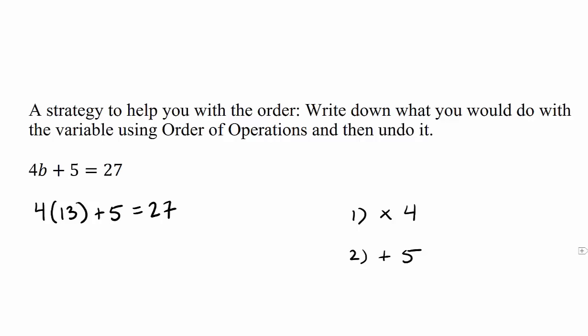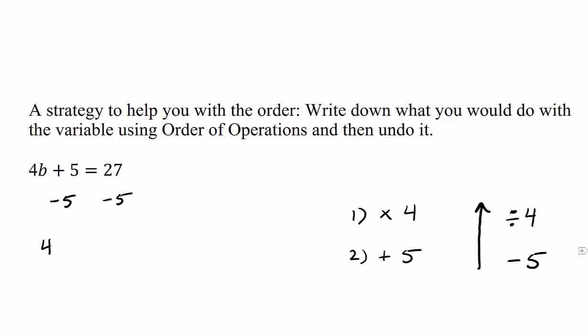Well, in order to solve this now, you want to reverse this process. So the opposite of adding 5 is to subtract 5, and the opposite of multiplying by 4 is to divide by 4. And if we then look, that is exactly what I did up above. The first thing I did was subtract 5 to give me 4b equal to 22. And then I divided each side by 4, and I achieved the answer of 5.5. This strategy will work, and it will help you gain confidence in solving these linear equations.